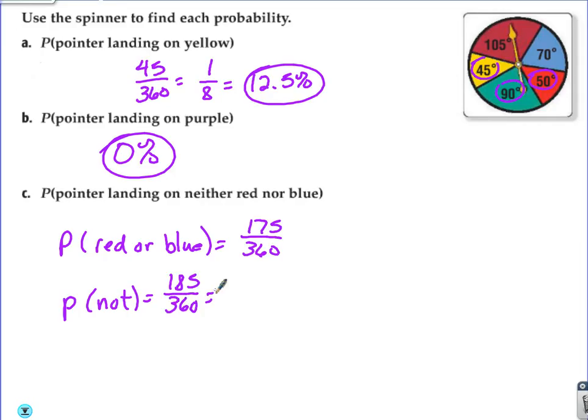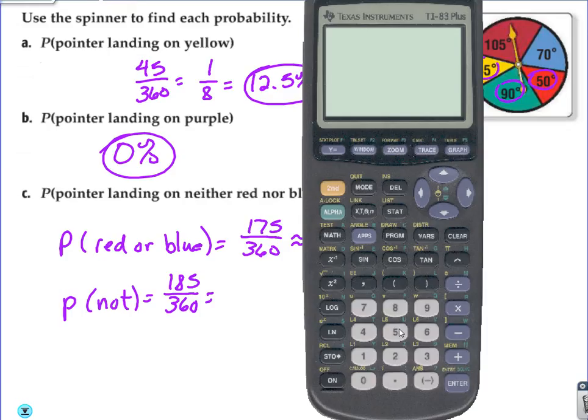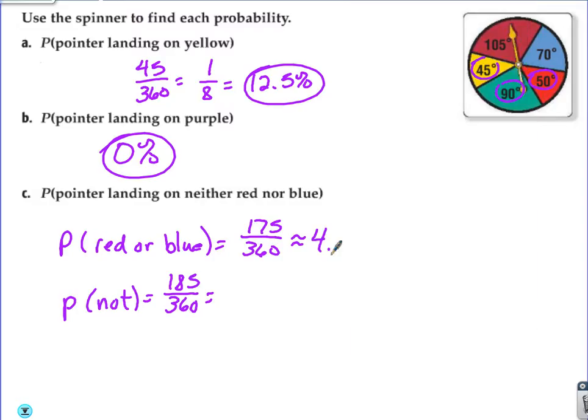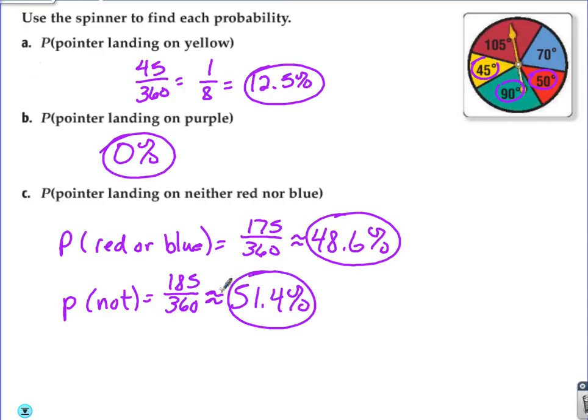You can work it either way. 175 out of 360. We'll work it together. Push the calculators down. 175 out of 360 gives you a 48.6% chance. So therefore, the probability that it's not, which is what we're looking for, would be the rest of it. Would be the 185 out of 360, which should be 51.4% chance. So you can do it either way.